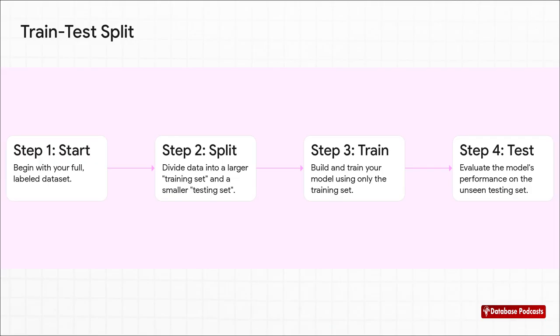Before you do a single thing, you take your whole data set, you carve off a piece, maybe 20%, and you lock it in a vault. That's your testing set. Then you train your model using only the other 80%, the training set. And only when the model is fully trained do you unlock the vault and give it a final exam on the data it has never, ever seen before.